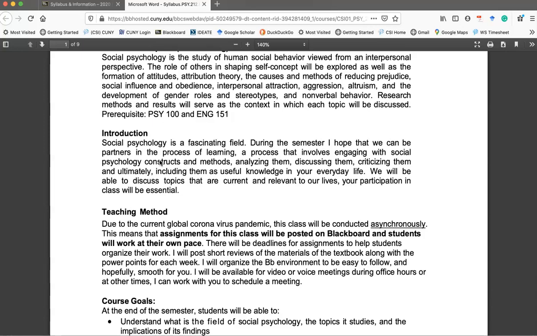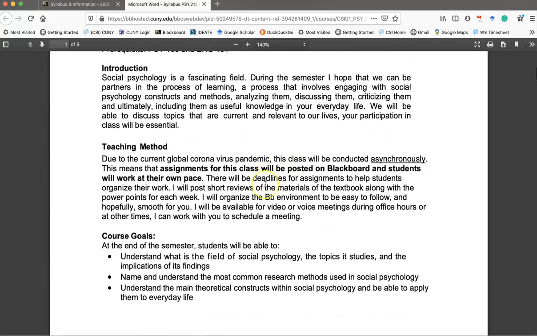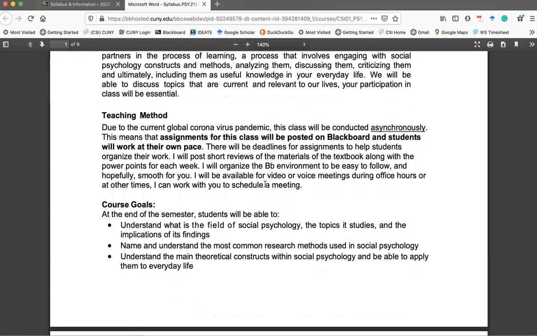During the semester, I hope that we can be partners in the process of learning, a process that involves engaging with social psychology constructs and methods, analyzing them, discussing them, criticizing them, and ultimately including them as useful knowledge in your everyday life. We will be able to discuss topics that are current and relevant to our lives. Your participation in class will be essential, particularly because of the teaching method that we're following.